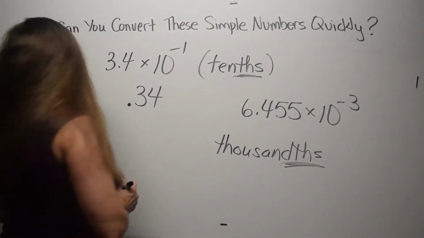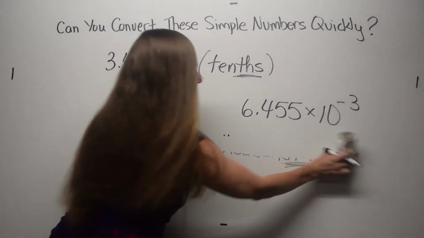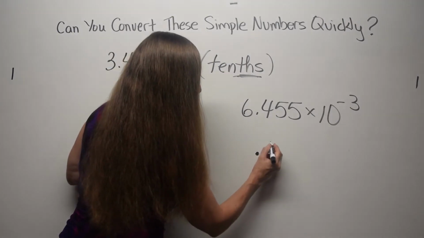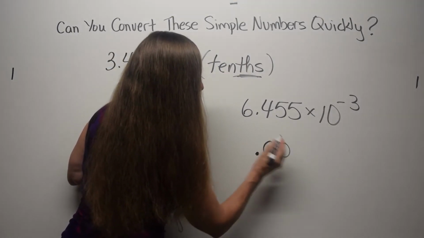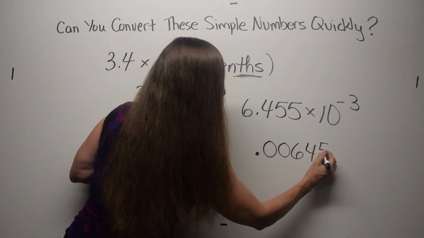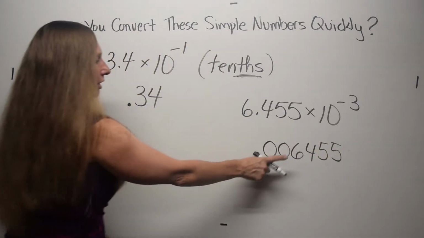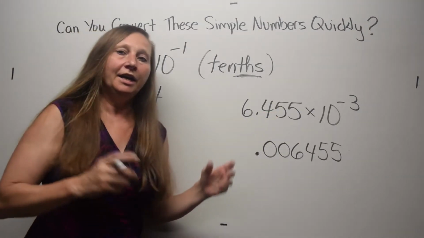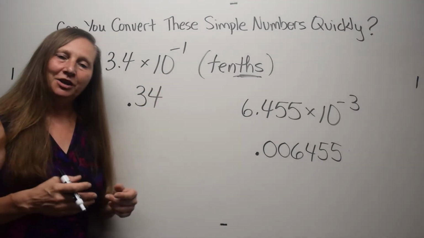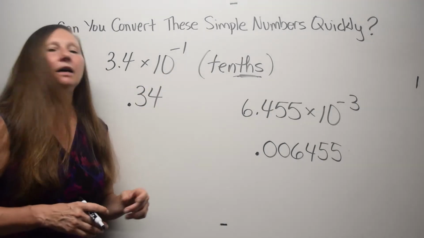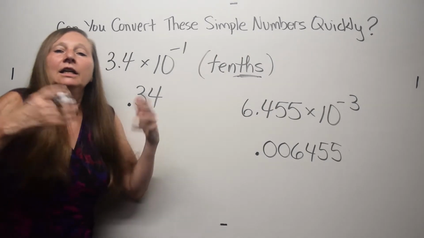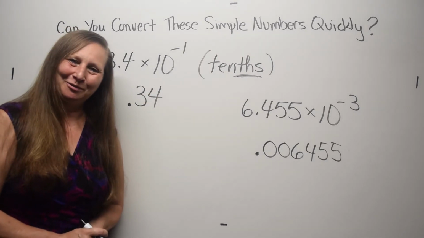Thousandths. All right, so to get to the thousandths place, that's the tenths place, the hundredths place, and there's the thousandths place, and there's the 455. So here is this number in decimal form. Again, I hope that by practicing on this worksheet, these simple conversions become second nature, very intuitive.